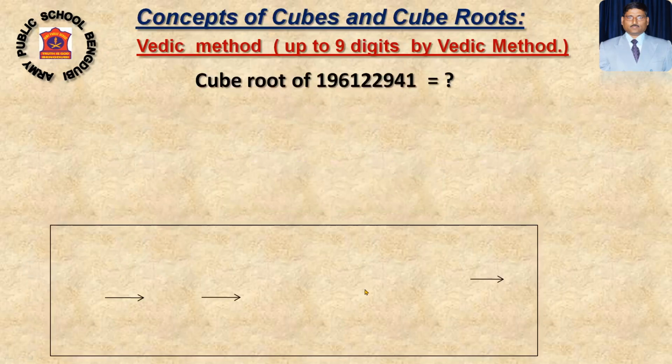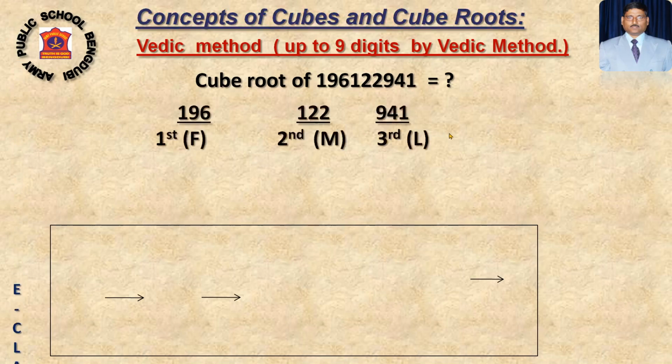Okay. Now next, if it is more than 6 digits, it is very interesting. What to do? It may be 7, 8, or 9 digits. I am giving you an example of 9 digits. You see, this is a big number. I will divide it into 3 parts: the last 3 digits are the last part, this is the middle part, and this is the first part. The first part and last part will give you the answer.